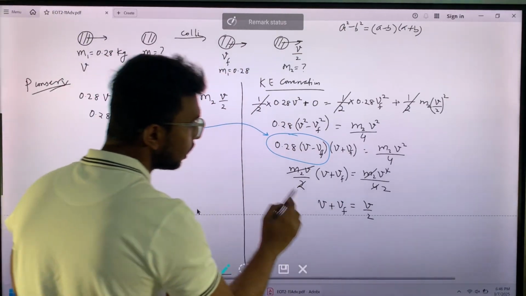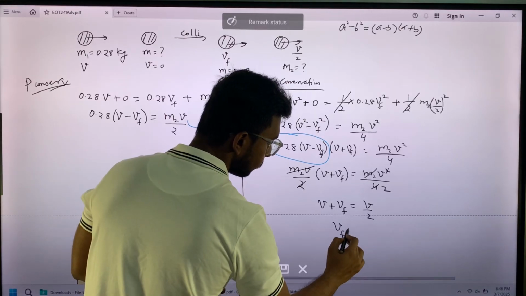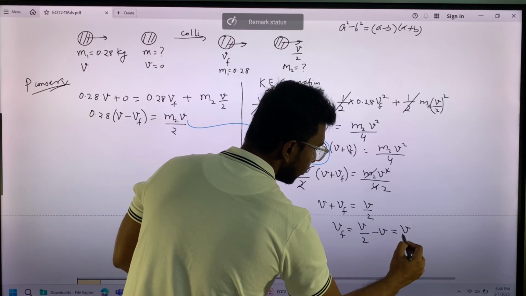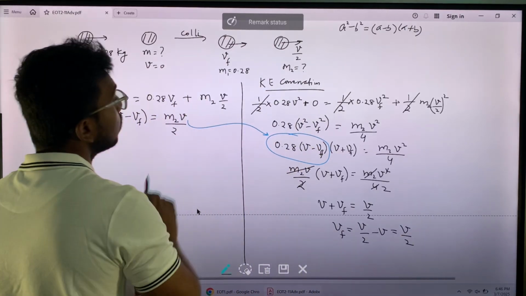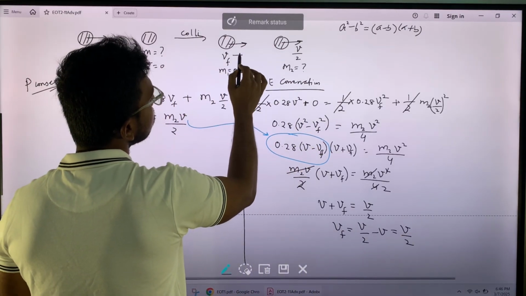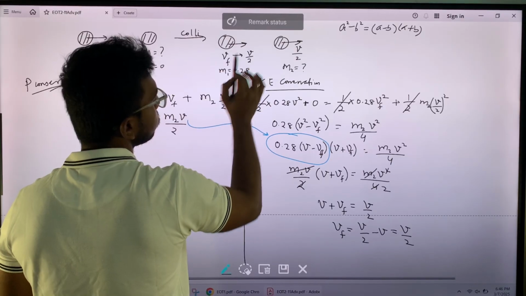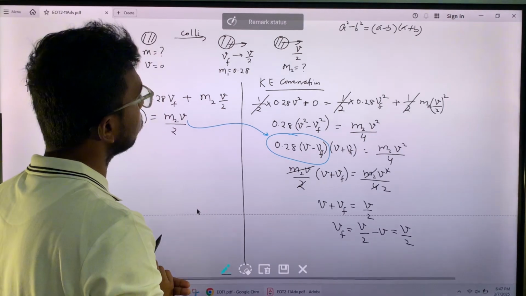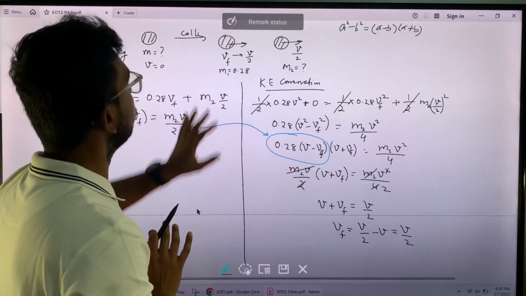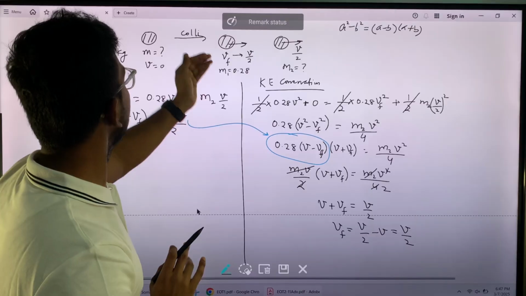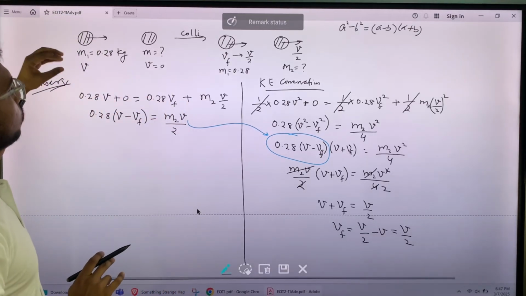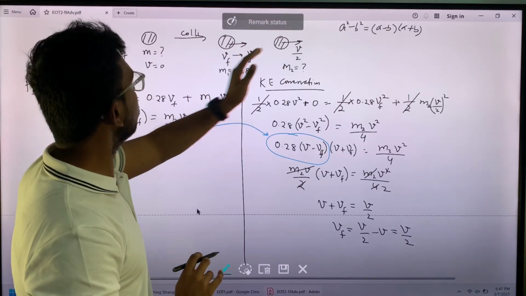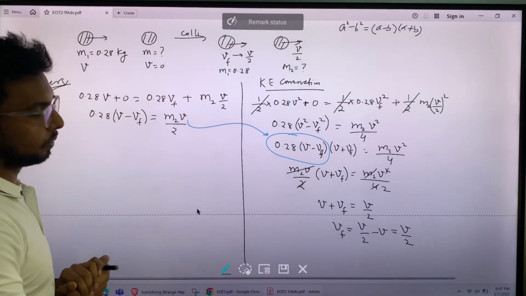And from here vf comes out to be v by 2 minus v, which is equal to v by 2. That means the velocity of the second ball is equal to v by 2. That is half. The second ball also reduces to half. That is the final velocity of the first ball. Final velocity of the first ball becomes v by 2. So imagine the first ball was traveling with v, and now it imparted half the velocity to the second ball and half the velocity remained with this one.